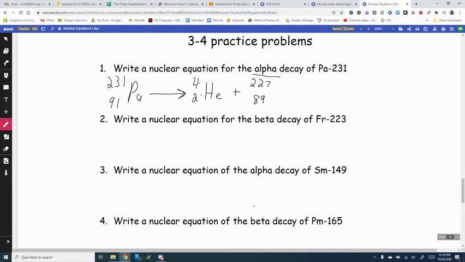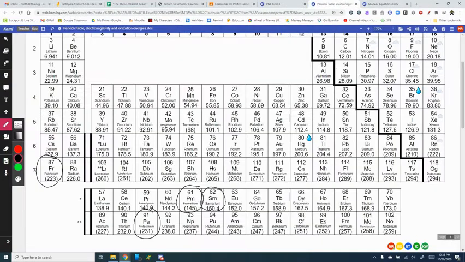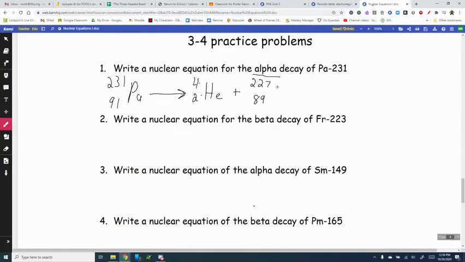Okay, then we have to identify what that new element is. Since the atomic number changed, we have to check that. So atomic number 89 is Ac, actinium. So we just go back here, we put Ac, and that's it. That is the alpha decay of Pa.